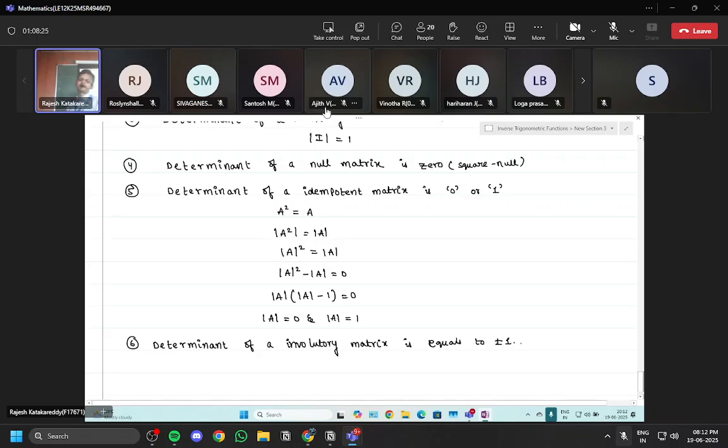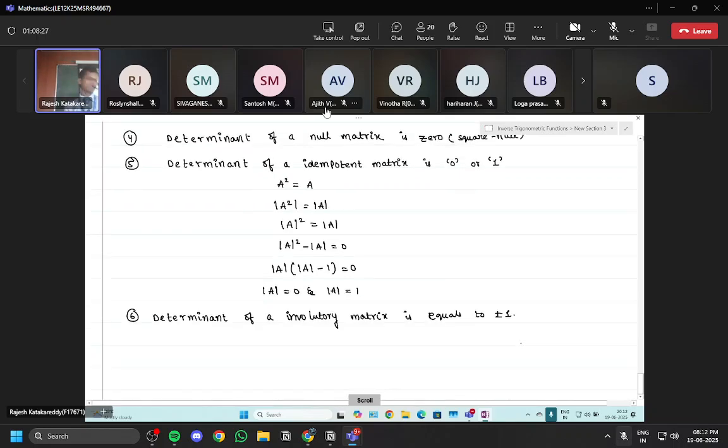So determinant of an involutory matrix is plus minus 1. For an involutory matrix we know A square is equals identity. Taking determinant on both sides, determinant of A square is equals determinant of identity. This is determinant A square is equals to 1. This implies determinant of A is equals plus minus 1.